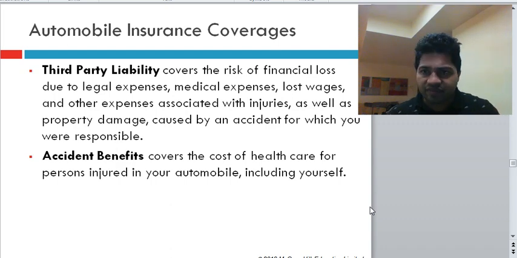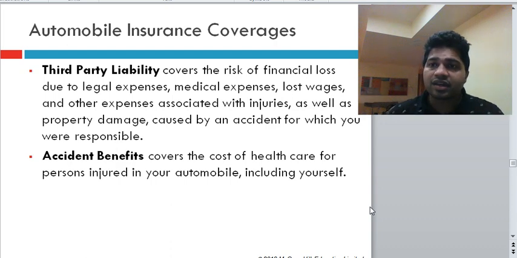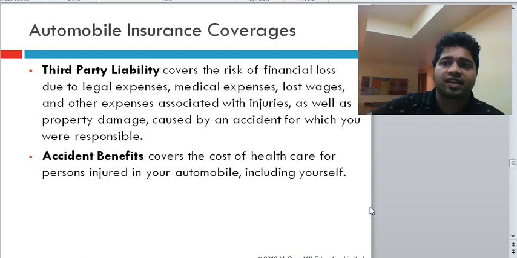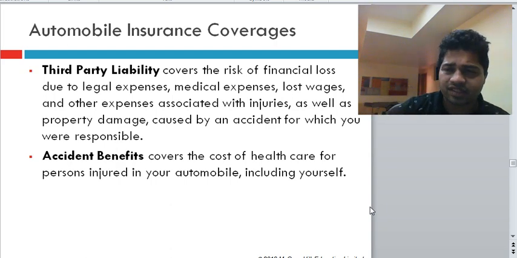So if I'm driving with someone and he gets injured, that's not third party liability. Third party is causing damage to someone outside the vehicle. Accident benefit covers everyone who is driving along with me. Third party covers any damage that I cause to others' vehicles and others' physical selves.